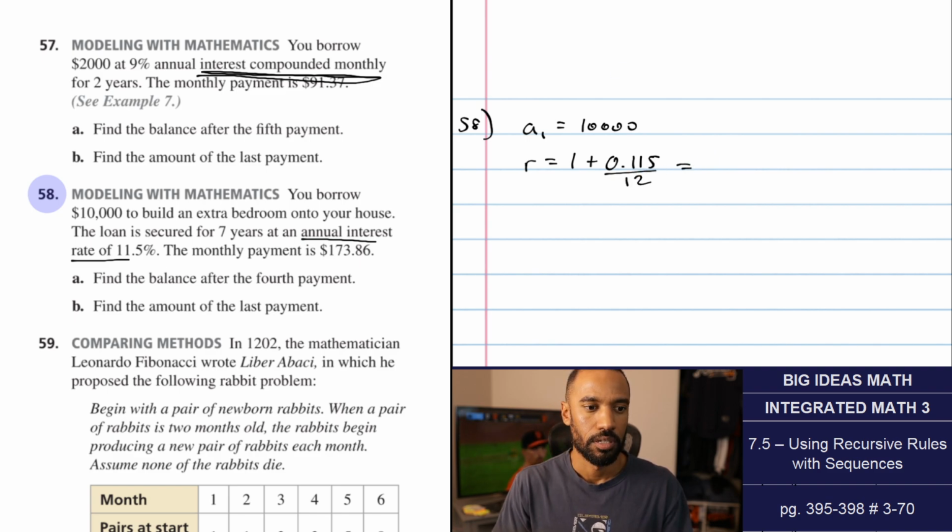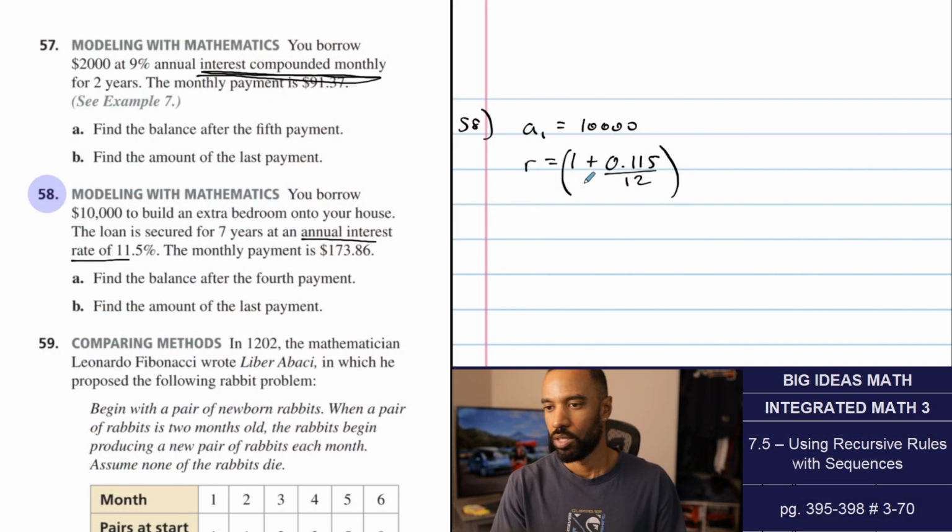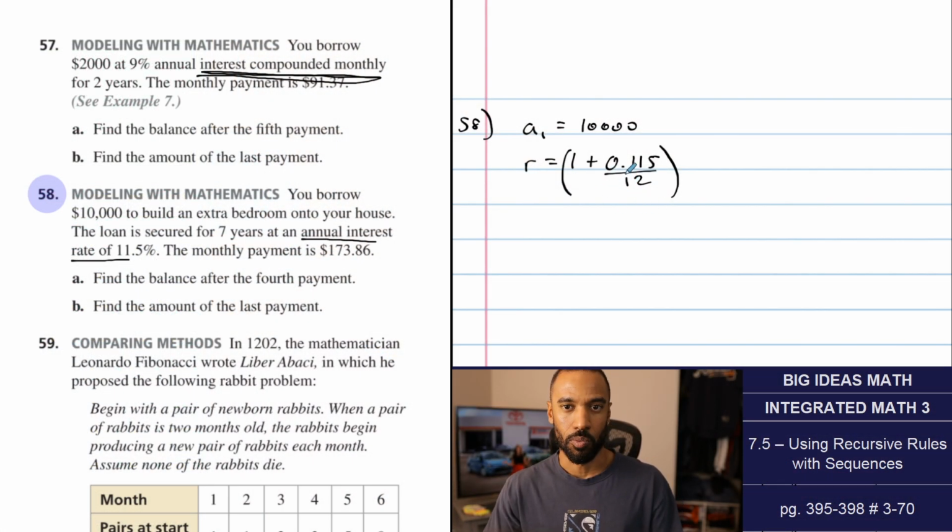Give me a second. I should really just use Google Sheets for all this. So 1 plus 0.115. You know what? Honestly, if this number isn't that clean, I don't know if it is or not. Yeah, it's not a clean number. If the number's not clean like this, I'll just use that itself, and I can use that in Google Sheets. So this will be the way that I write it.